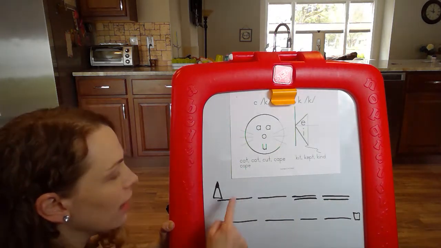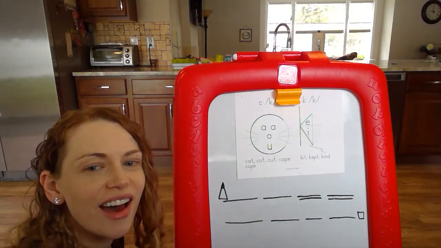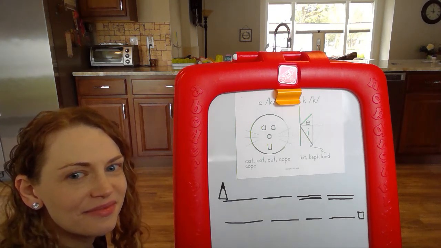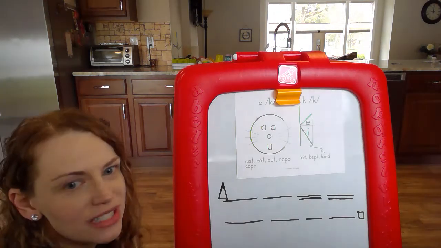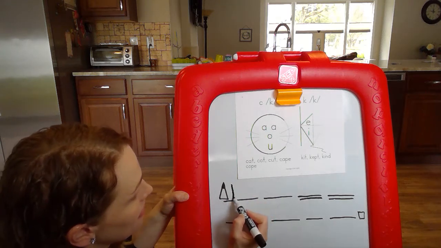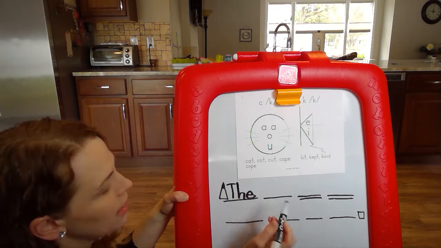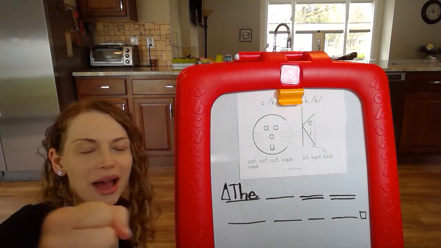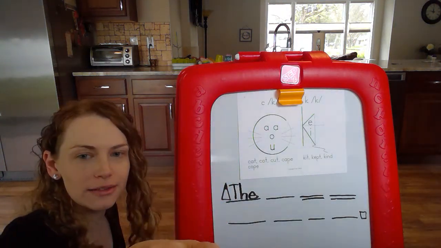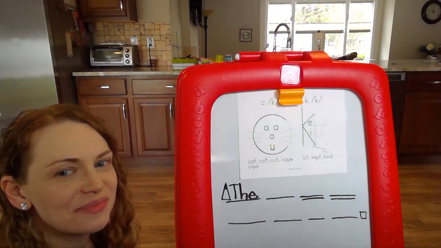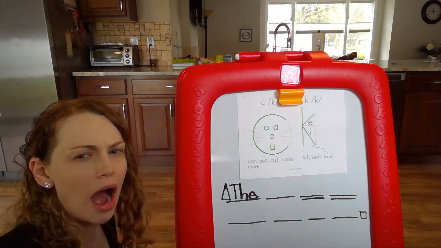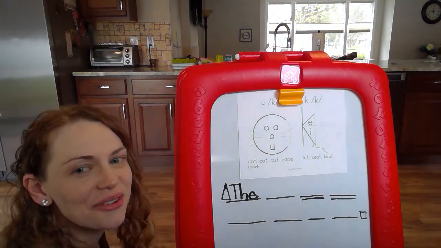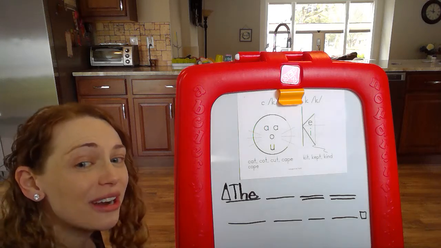Okay? So go ahead and write the cop. The cop. That's pretty easy, right? But did you remember to start with a capital? Now, cop. Is it a C or a K? Well, let's try cop. Cop. C-op. Cop. What's that middle sound? Which letter goes with that ah sound or that letter O? Did you get it? If you're still working on it, hit pause.